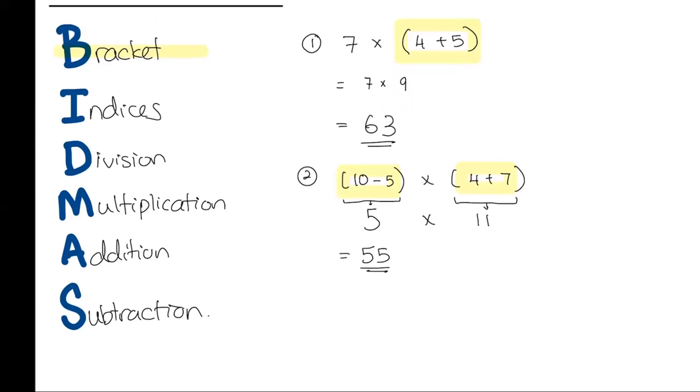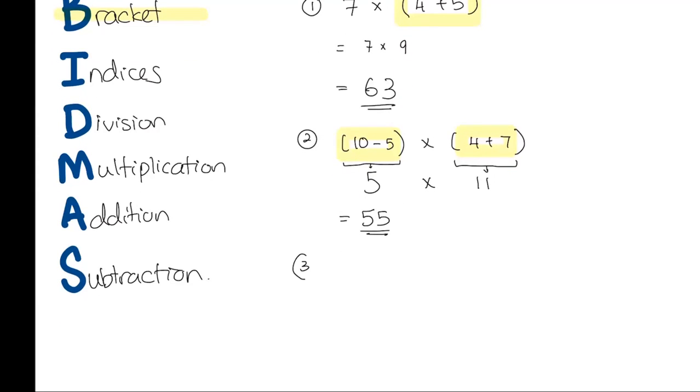Okay, let's go a little bit more difficult. Let's look at number 3. A value that looks like this, 45 minus. Okay, this is a bigger bracket. So sometimes when there are two brackets, we need to have a big one. 20 multiplied by (4 minus 3).